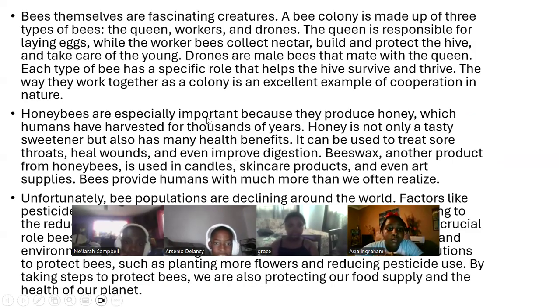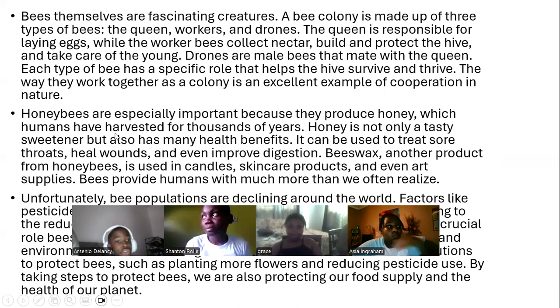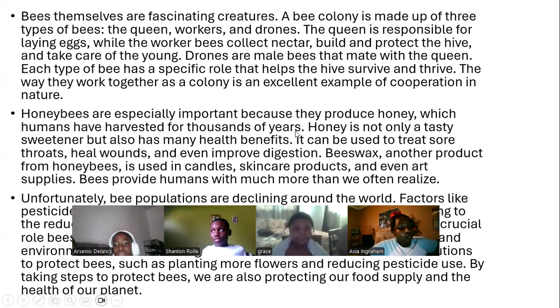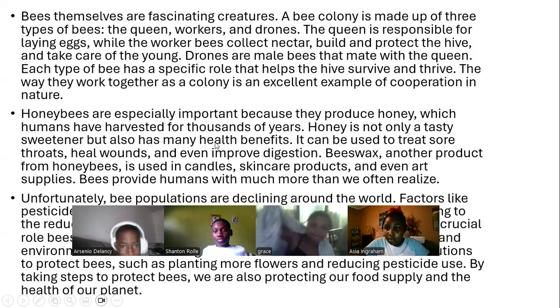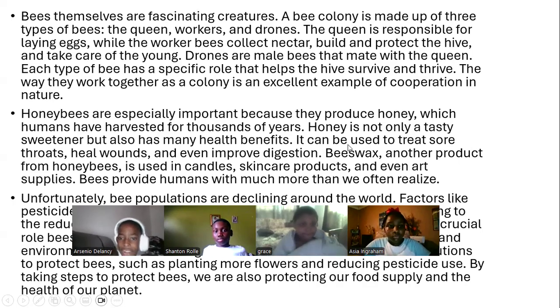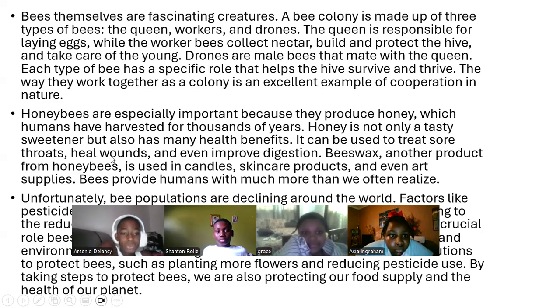Honeybees are especially important because they produce honey, which humans have harvested for thousands of years. Honey is not only a tasty sweetener, but also has many health benefits. It can be used to treat sore throats, heal wounds, and even improve digestion. Say the word again. Digestion. Uh-huh.